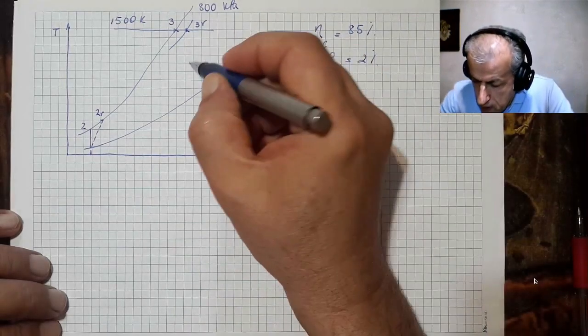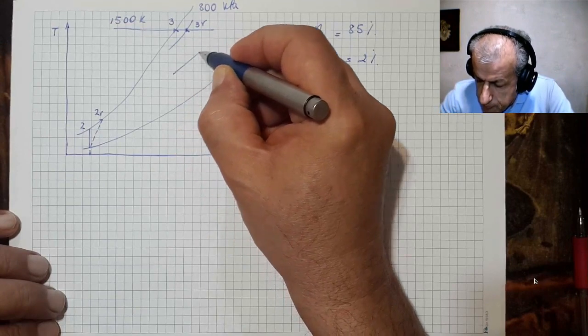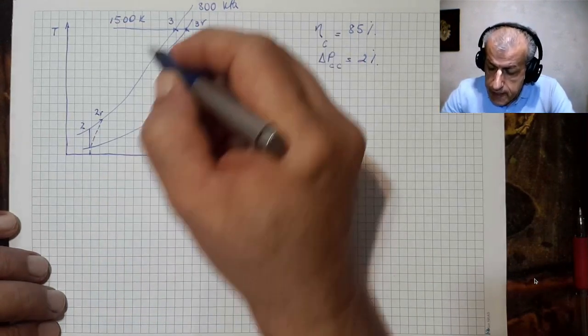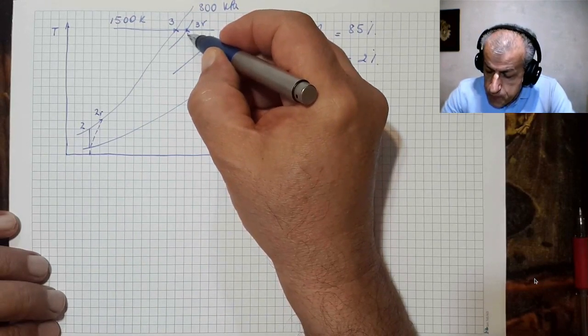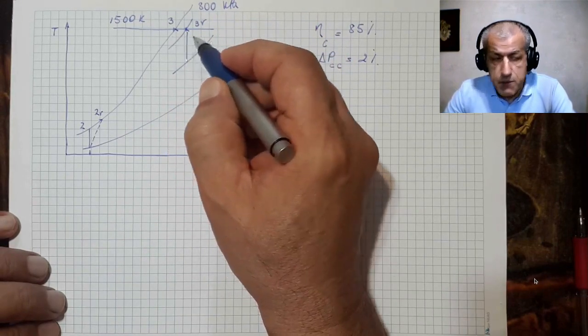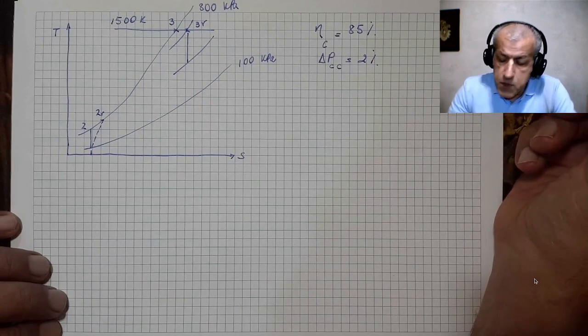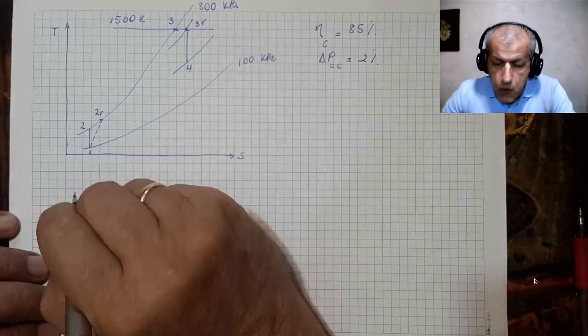Now, we need a turbine which would run the compressor, and the ideal turbine would be 3R. It would no longer start from 3, but it would start from 3R, the real point 3, and would end up at point 4.